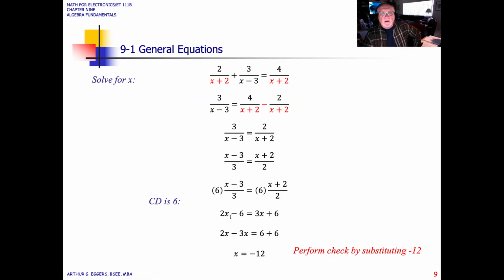Now, in the reduction, 2x minus 6 equals 3x plus 6. I can move my terms around here, solving for x. Let's move all the x's to the left, all the real numbers to the right, and I end up then with 5, or 1x, not a negative x. A negative x is equal to 12, okay? I can move minus 1 to both sides, and that's how I end up with x equals minus 12. Perform a check by substituting the minus 12 back into the relationship for x.